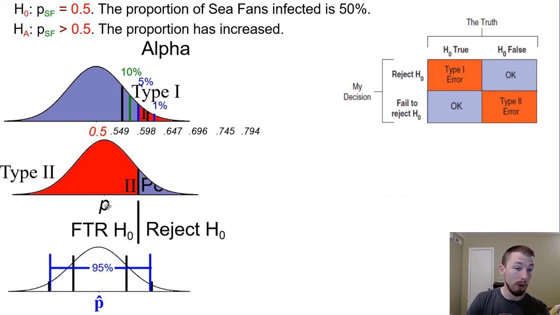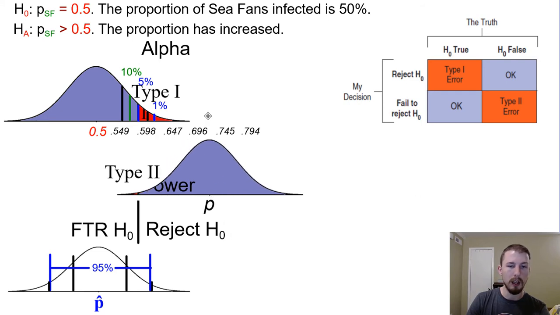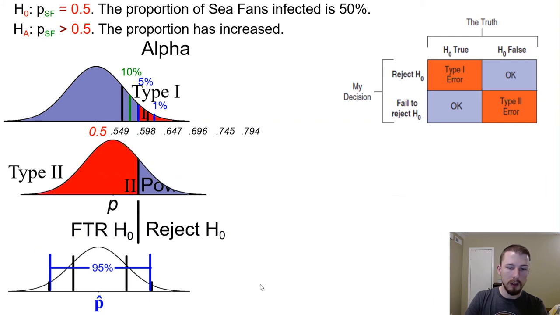So that can be anywhere from 50.001% all the way up to something really extreme like 70%. So the difference between the hypothesized proportion and the true proportion is called the effect size. So the larger the effect size, like this 20% difference that we actually have here, so just depends on how bad is the infection, right? So if it's 20% more than what it was last year, we should be able to detect that. But if it's only grown by 2% more, so it's like 52%, then we're probably not going to be able to detect that with such small sample sizes.